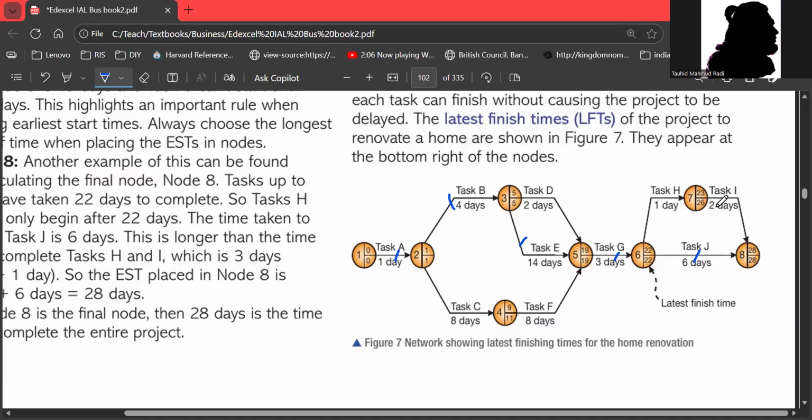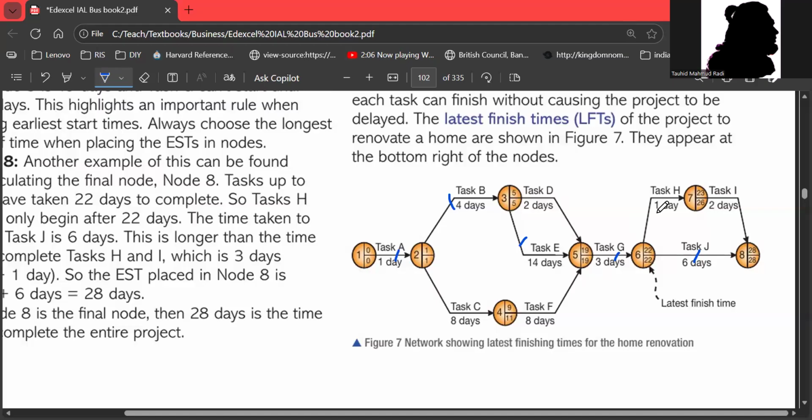If you think about the other paths, they are not taking more time. The path that is taking the most amount of time will be considered the critical path, because these tasks do not have any time to waste. But if you think about tasks H and I, they have time to waste. In total it's 3 days, so they have 3 more days to waste, because they cannot complete the job until task J, which takes 6 days, is finished.